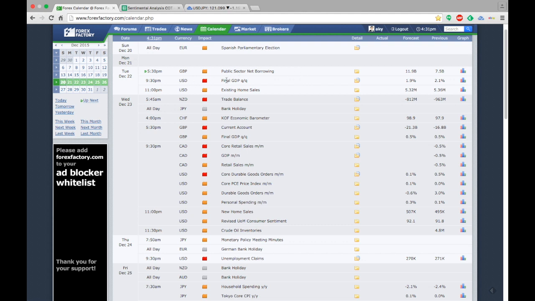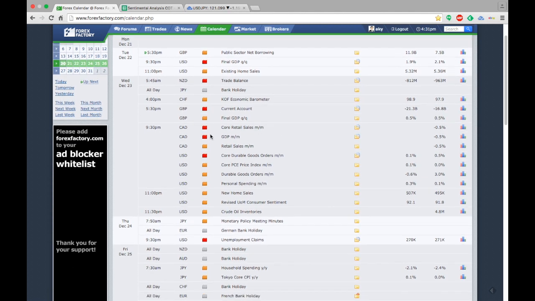Mainly US final GDP, which we wouldn't expect much movement from. And on Wednesday we have the pound current account, which is not really key data, as well as Canadian core retail sales and GDP. So perhaps the focus would be on Canada.